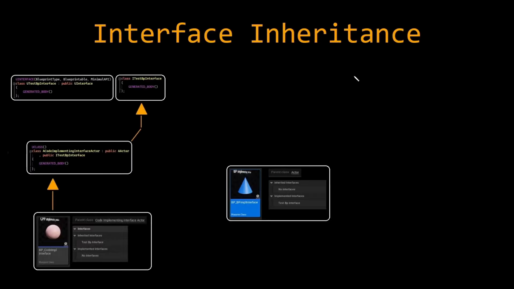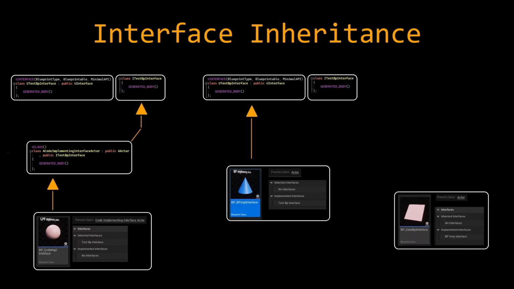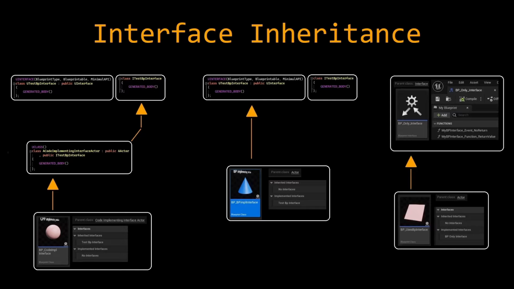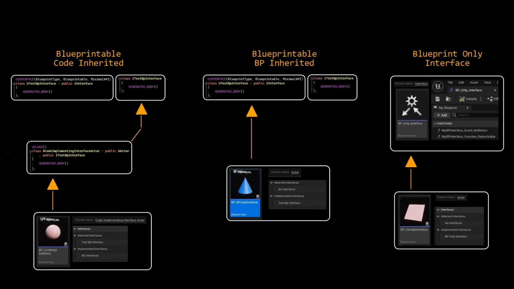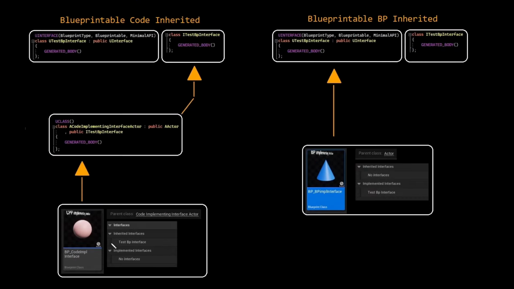And we have a Blueprint-only actor, which directly inherits from the U interface. And then for the Blueprint-only side of it, it's a Blueprint actor inheriting from a Blueprint asset. So that's how the inheritance works between the three. And this is also how it works for code-only. For code-only interfaces, it only does that part.